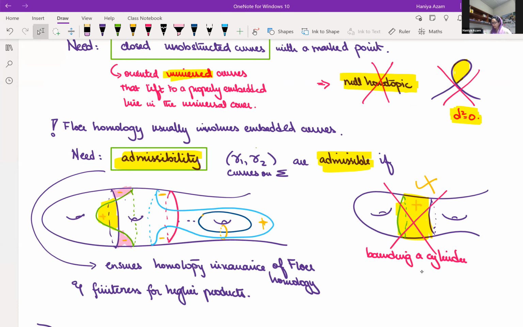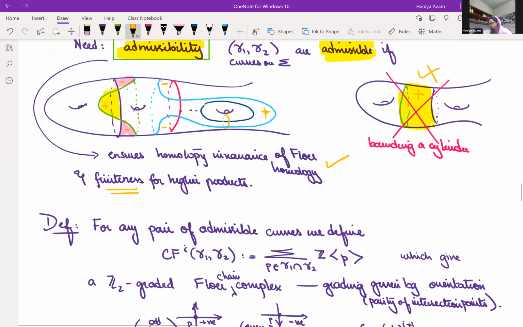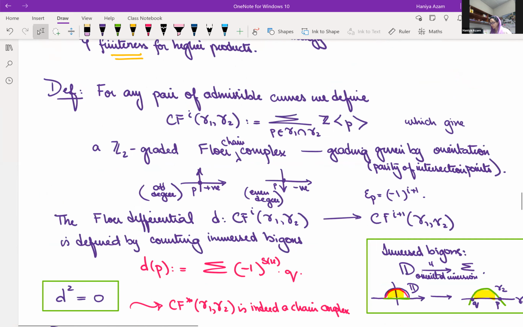So why do we need it? We need it because it ensures that homotopy invariance of Floer homology is intact. This would maybe make more sense when I give you the definition of Floer homology. And we need finiteness and convergence; this ensures finiteness. And that's what we also do. So let's look at the definition.